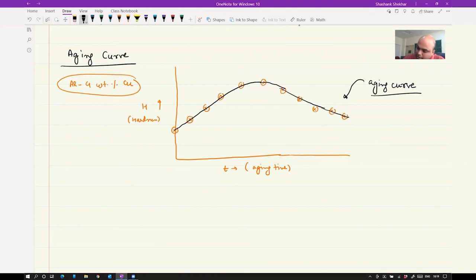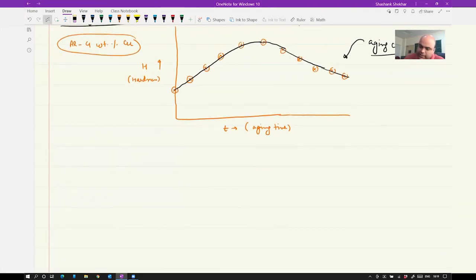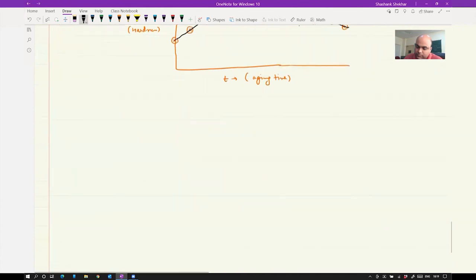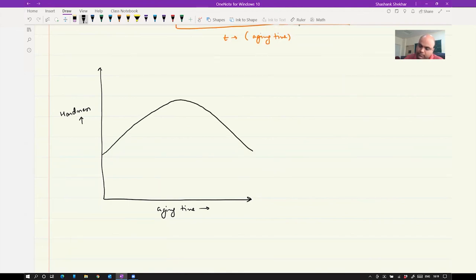So this hardness, the maximum, so remember the curve is similar to what we just saw for shear stress versus the particle size. Okay, so now let me draw it again, and then I will mark these regions separately. So aging time, hardness, and then your curve is going to look something like this.